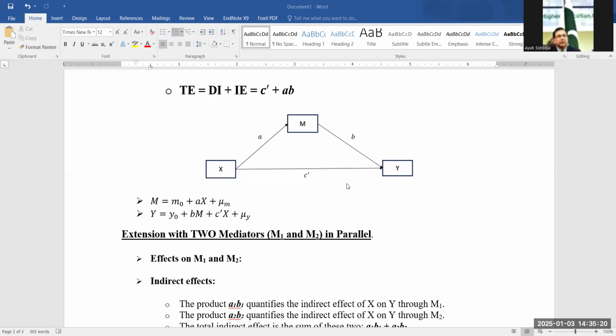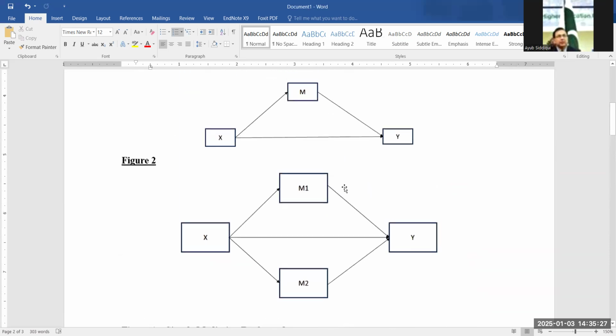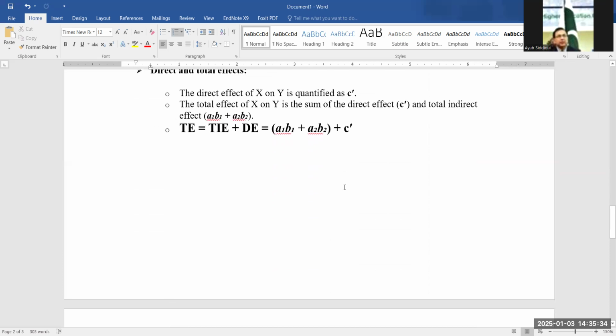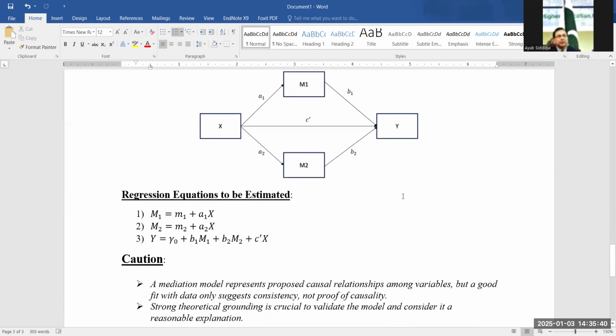When it comes to the parallel mediation, for example, in this equation, when we are estimating the relationship of X and Y with the help of two mediators, if you focus on this, I will be explaining it. When there are two mediators, in fact, you will be estimating three equations: M1, M2, and Y. Now, just focus on this. So X affects M1 through A1, M1 affects Y through B1, X affects M2 through A2, and M2 affects Y through path B2.